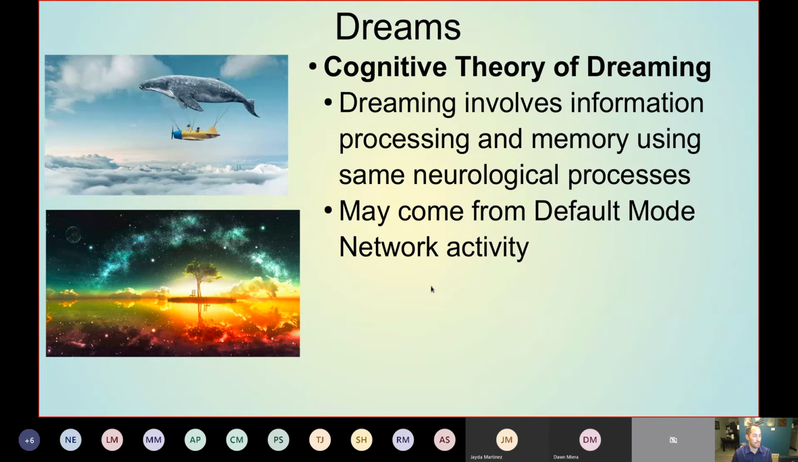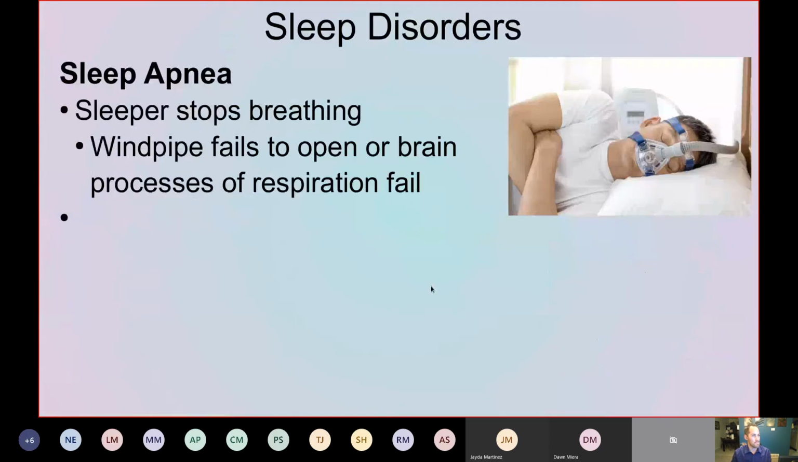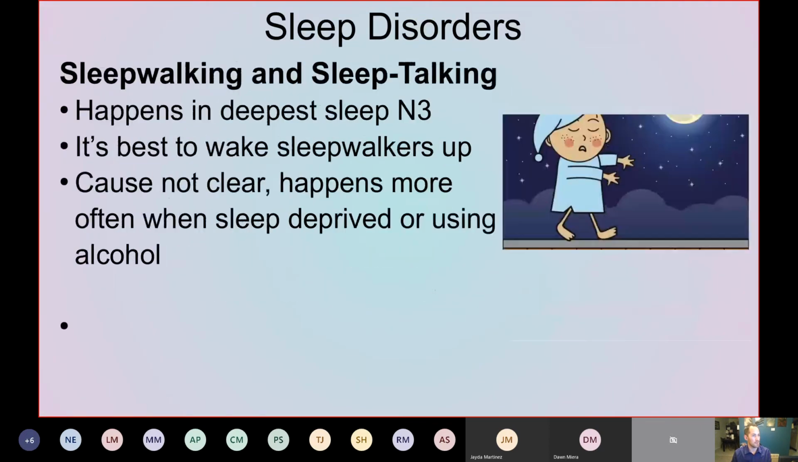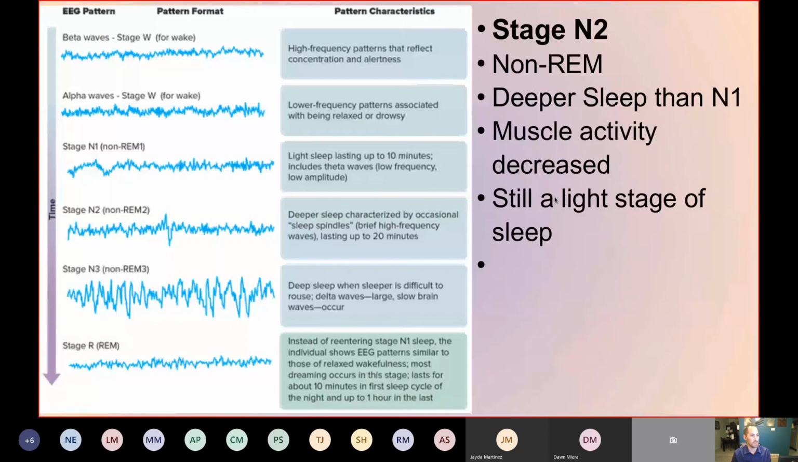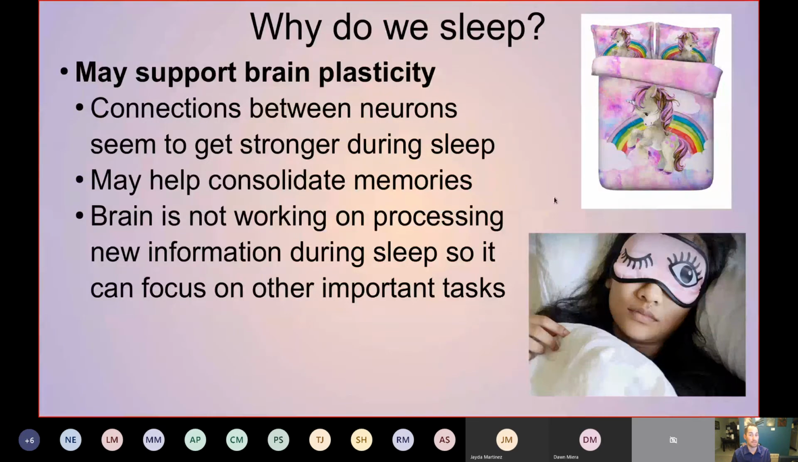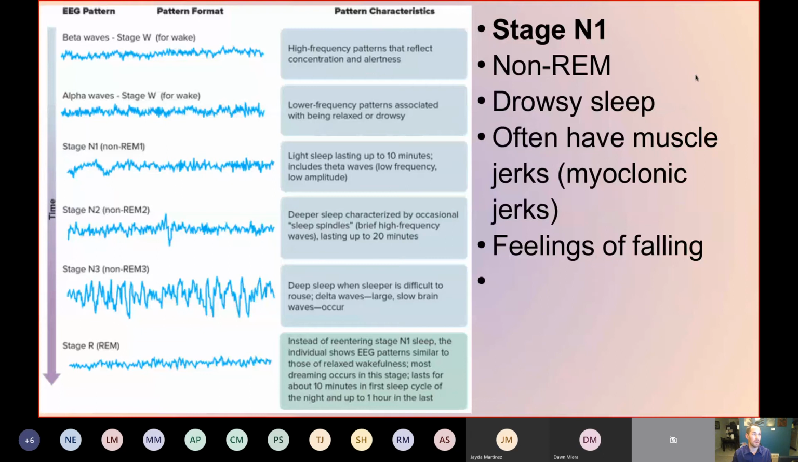All right, so let's jump back to, we've gone over that picture of the kid screaming in the bed a few times. We should probably get to sleep disorders. All right, let's talk about stages of sleep and then some sleep disorders.